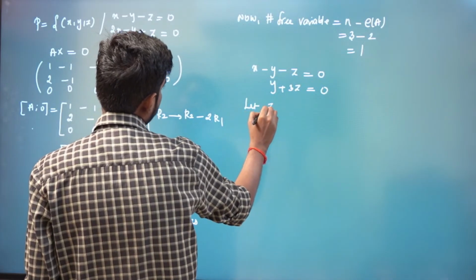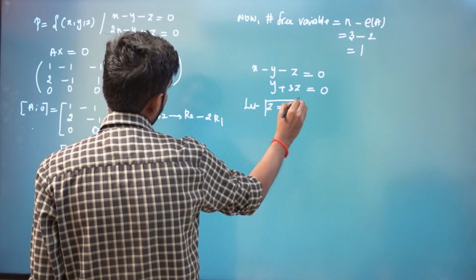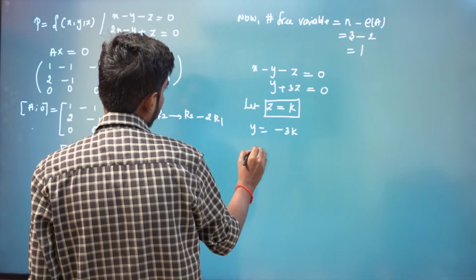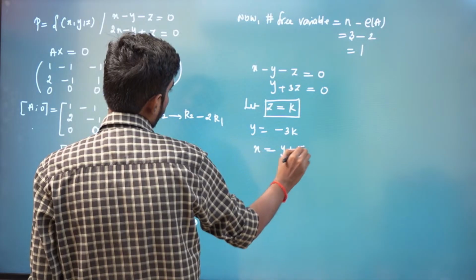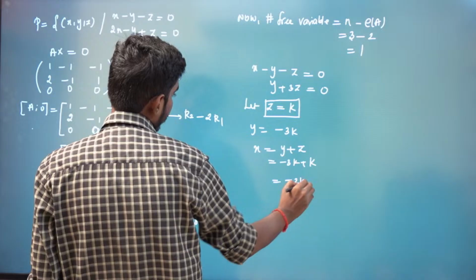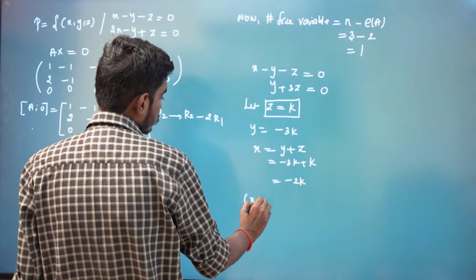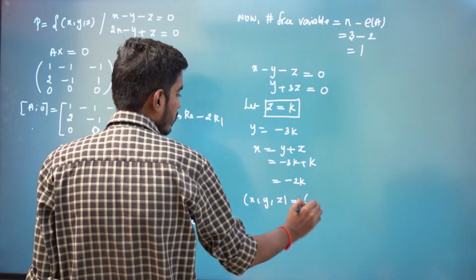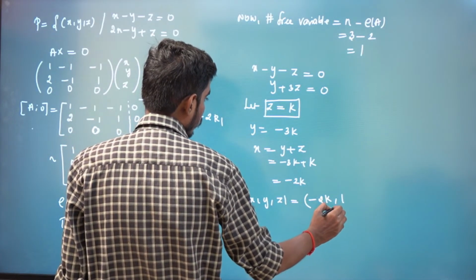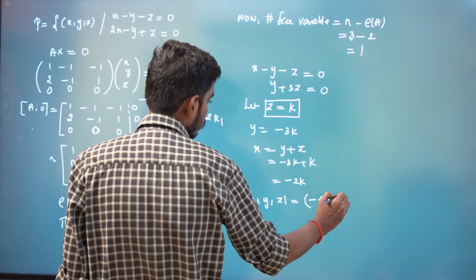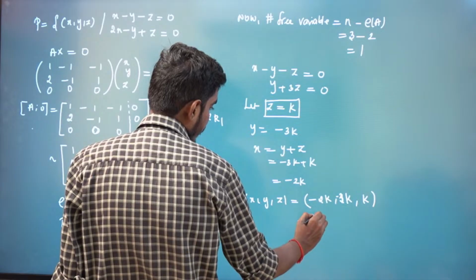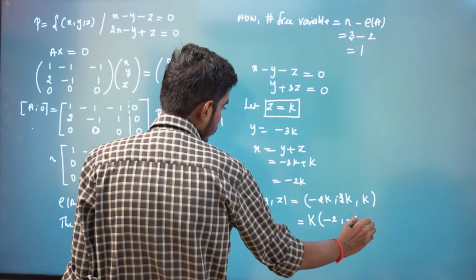So let us put z equal to k. We have one free variable. So that means y will be equal to minus 3k, and x will be equal to y plus z, which is minus 3k plus k, equal to minus 2k. So our solution space x, y, z is given by minus 2k, minus 3k, k. So that means k times (minus 2, minus 3, 1).